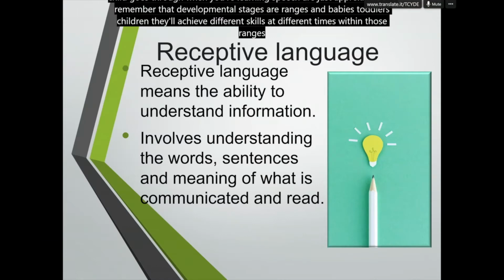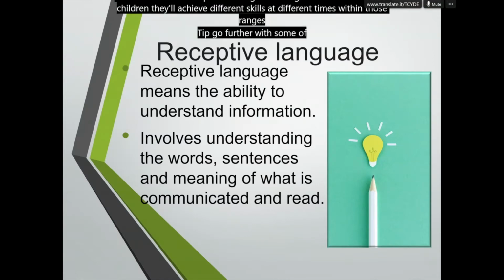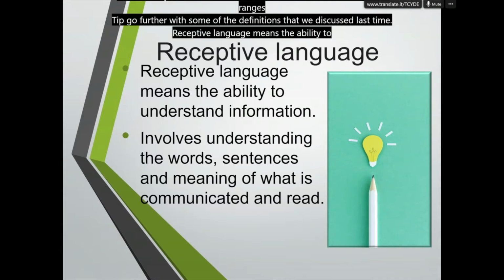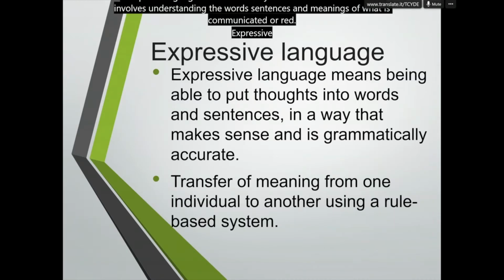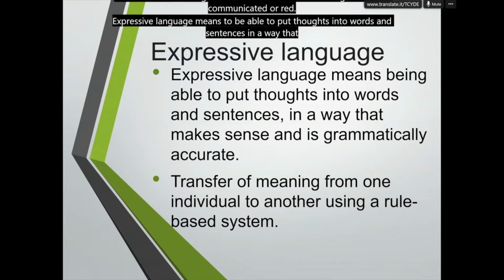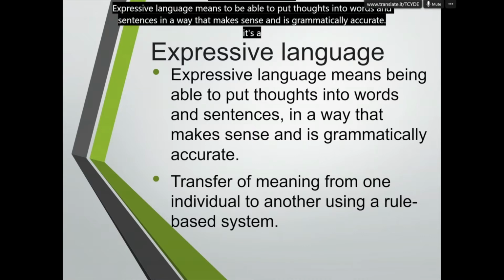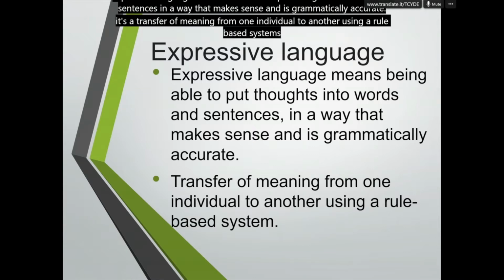To go further with some of the definitions that we discussed last time, receptive language means the ability to understand information. It involves understanding the words, sentences, and meanings of what is communicated or read. Expressive language means to be able to put thoughts into words and sentences in a way that makes sense and is grammatically accurate. It's a transfer of meaning from one individual to another using a rule-based system such as sign language or verbal language.